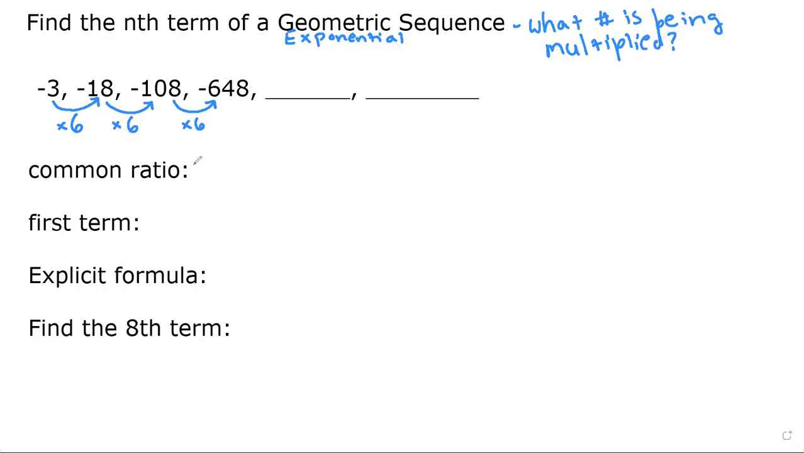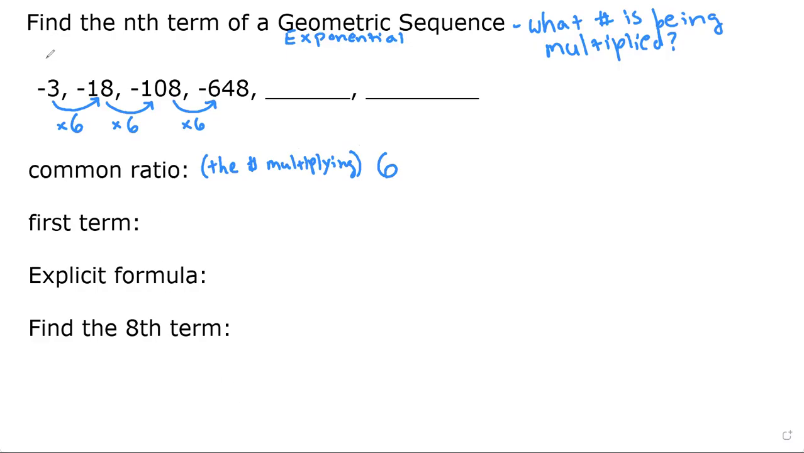So I just figured out the common ratio. The common ratio is the number being multiplied. The number multiplying. And in this case, that is 6. All right, first term, this should be easy peasy.